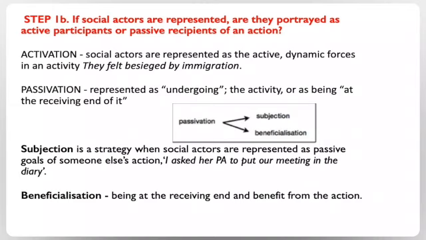Beneficialization is a similar process, but here those who are mentioned are on the receiving end and they benefit from the action. So I can say, I was given an ultimatum, which then led... So ultimatum, I don't know, maybe this is not the best example. An ultimatum can be good and bad, but you can see how, being given something, I am not the active doer. I'm not an active person in this. I am at the receiving end of that ultimatum.